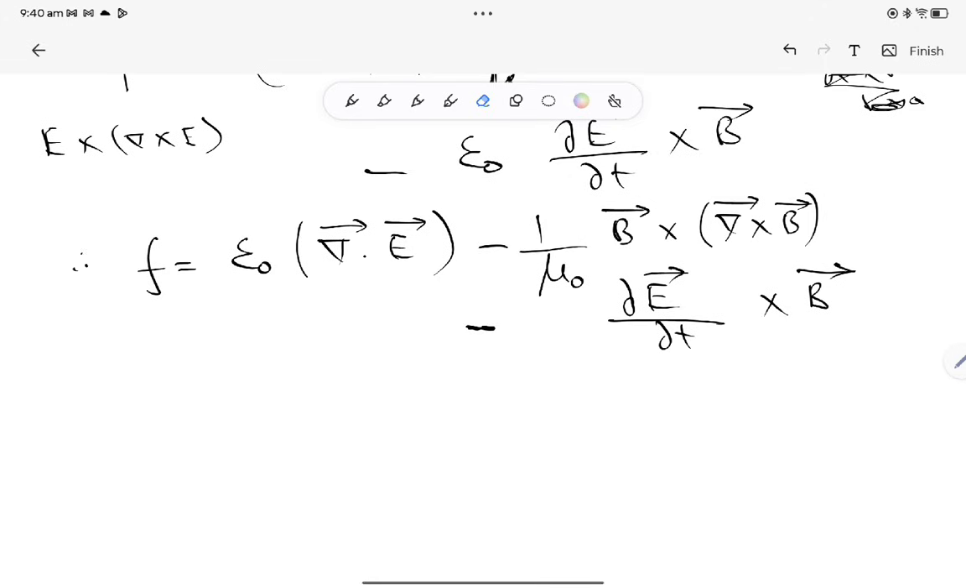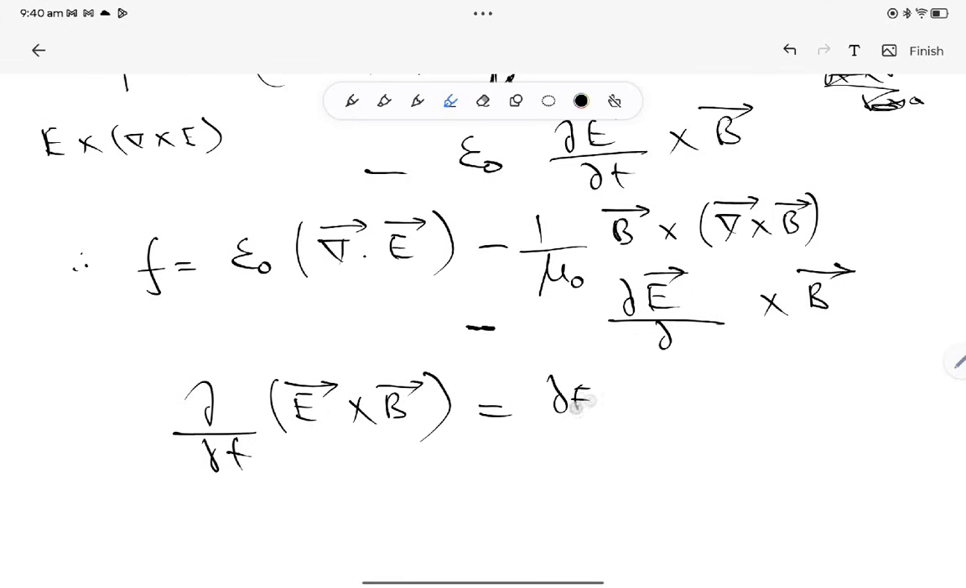How? See, del by del T of E cross B. This tells me that I should look for this, del by del T of E cross B, using the product rule. This is equal to del E by del T cross B plus E cross del B by del T.